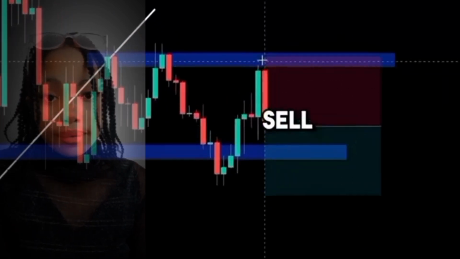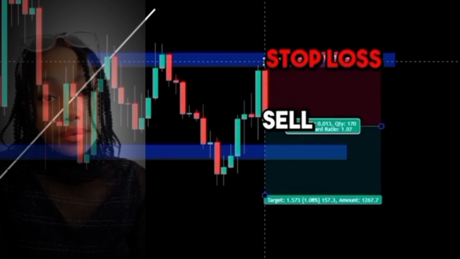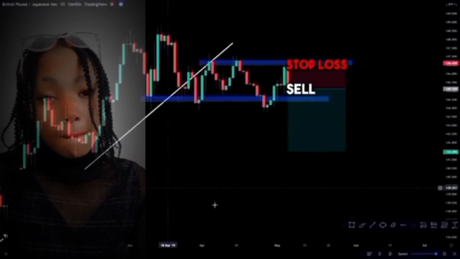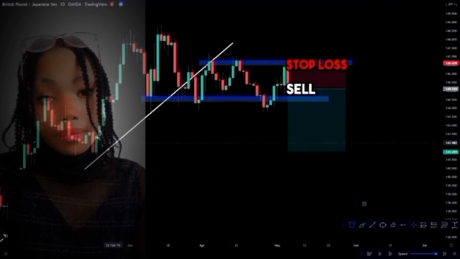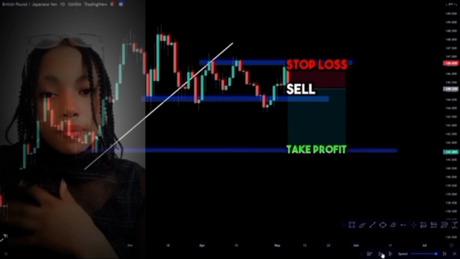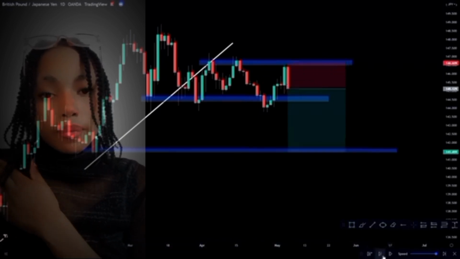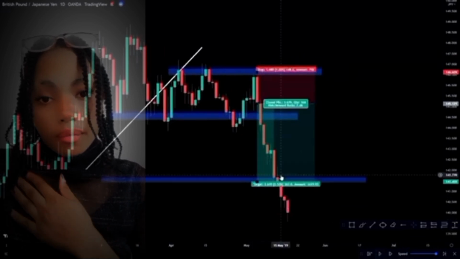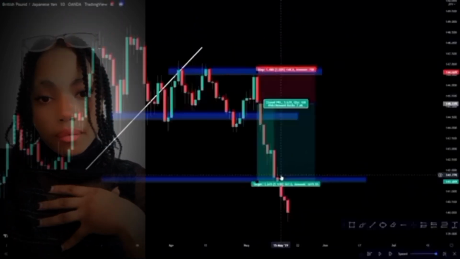So this will be your entry, and your stop loss you can place above this key level. Then you should place your take profit at the previous higher low. Look towards your left and see where the previous higher low is, which is right here. Draw a little support area right here, and this will be the take profit. Let's see how this trade plays out. As you can see, price has just gone down and smashed our take profit.